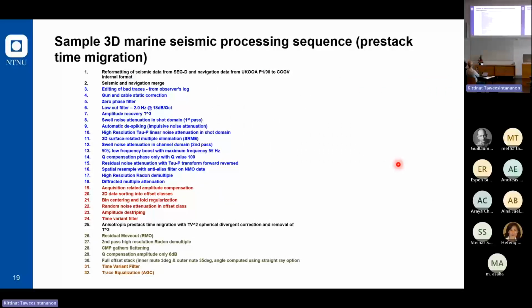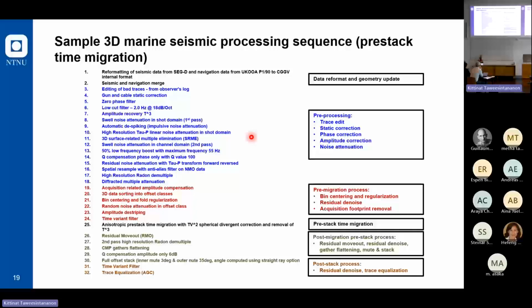This is a sample of a full seismic processing sequence in 3D marine pre-stack time migration. It looks like there are a lot of steps, and yes, there are. At every step, normally we need to determine the best parameter for each step. That means you need to do some parameter testing for each technique. For example, for denoising, you need to set good parameters for different areas. That takes time.